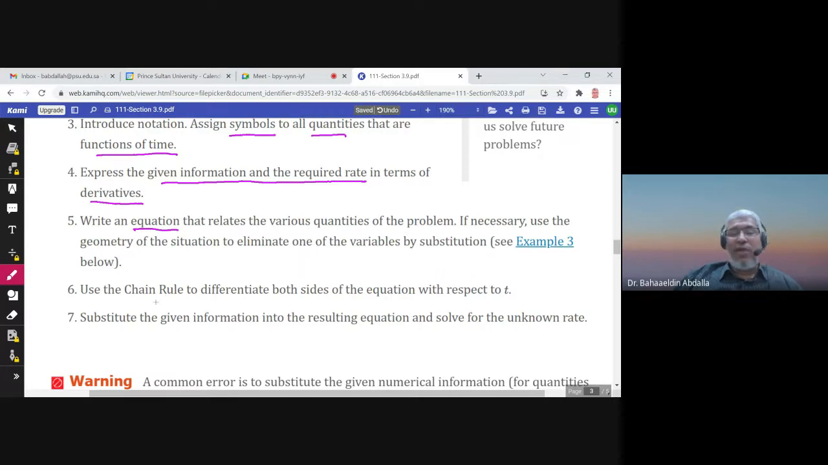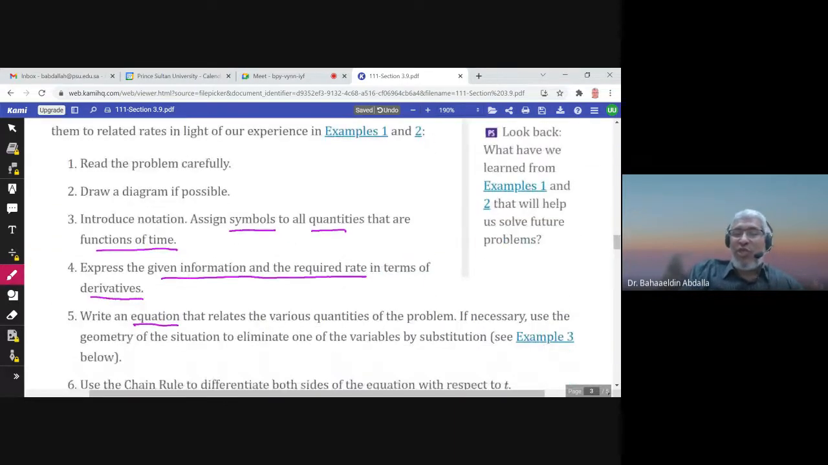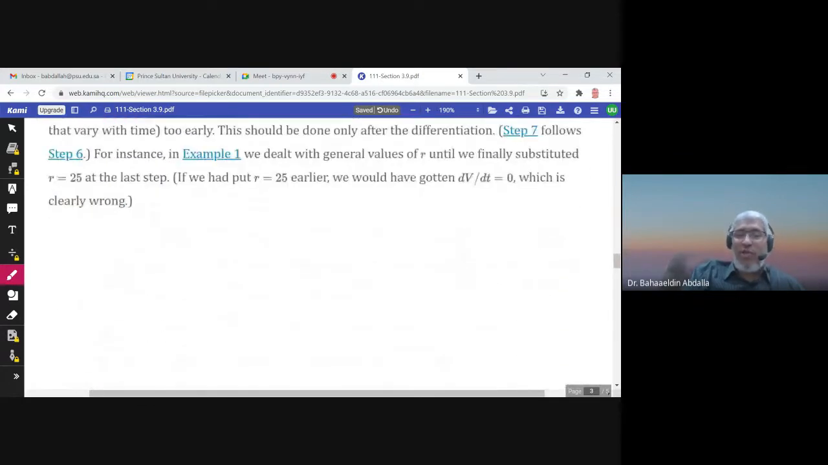And then we use the chain rule to differentiate both sides of the equation, and we substitute and we solve for the unknown. These are the steps exactly which we followed in the previous two questions. And let us follow it now also in all the questions.